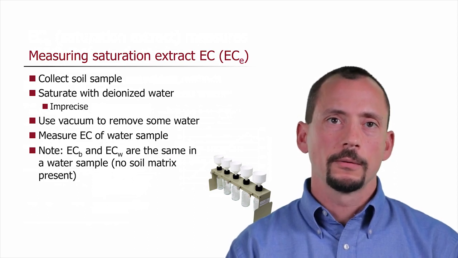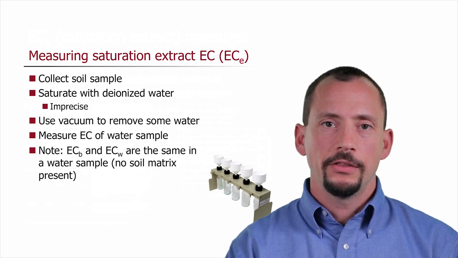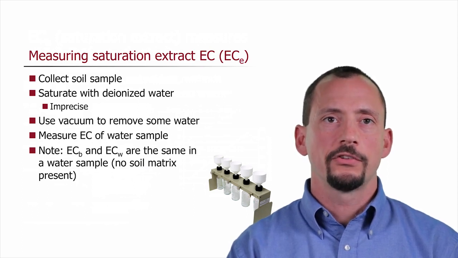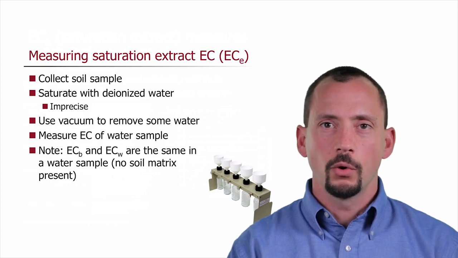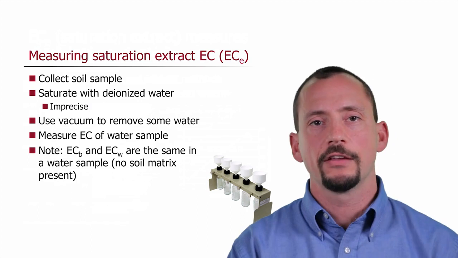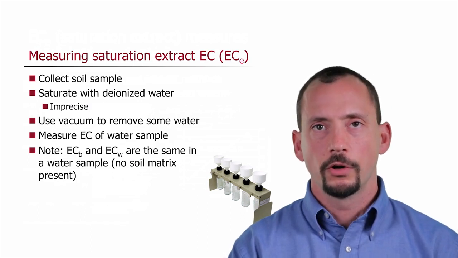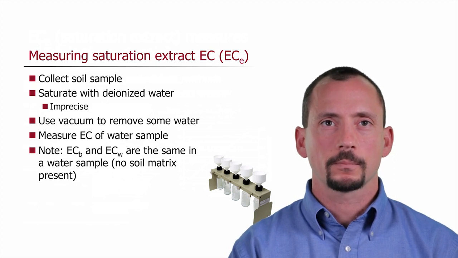So I put a note in here that says that the bulk EC and the water EC are the same in a water sample with no soil matrix. So you're measuring the bulk or water EC of that sample that you've removed from the soil, and that gives you your saturation extract EC.